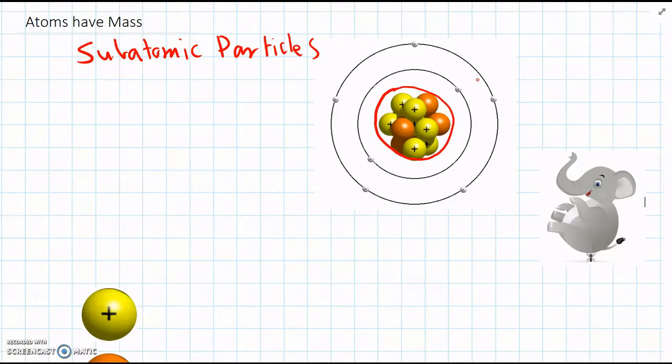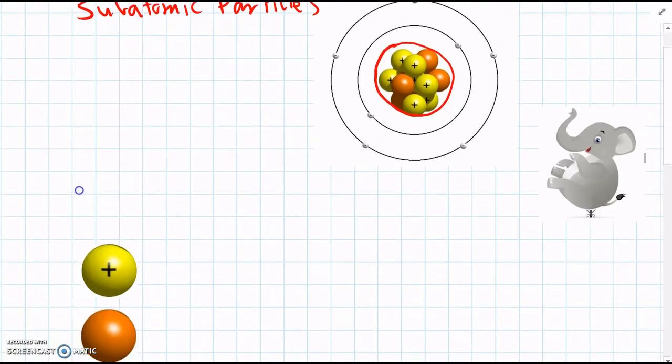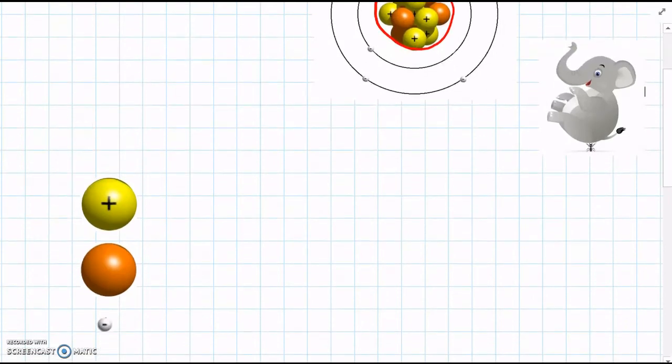So the main idea in this video is that the different subatomic particles have different masses. So what we're going to do is compare the three subatomic particles again and have a look at how we can work out the mass of whole atoms.